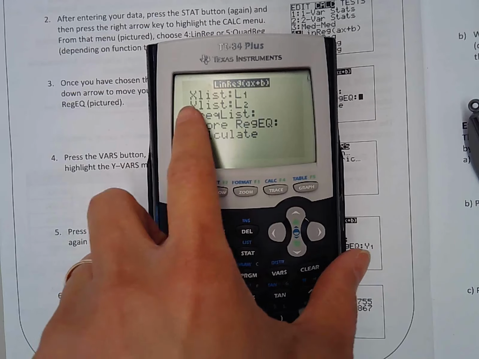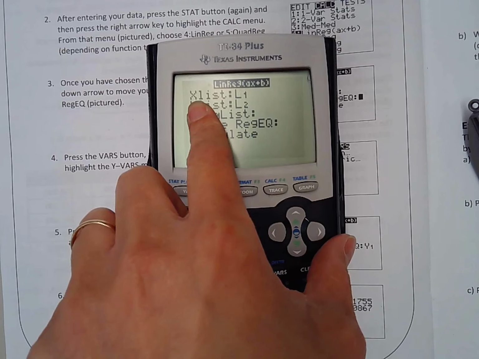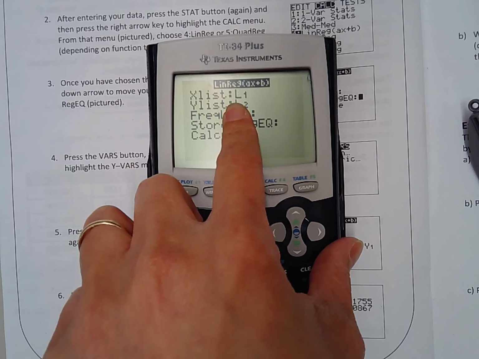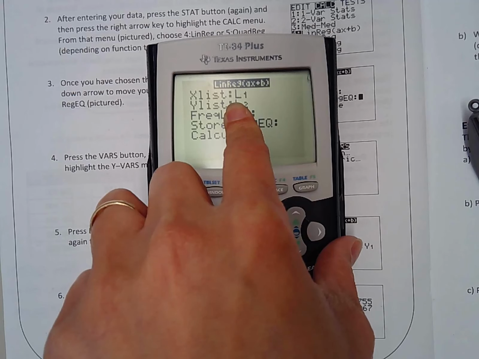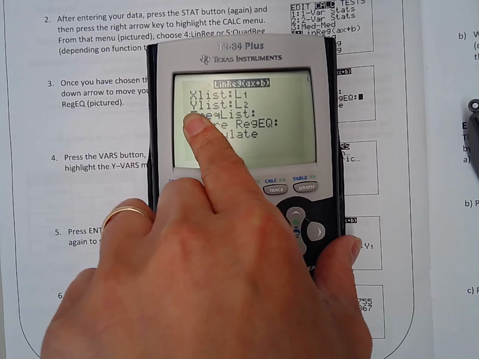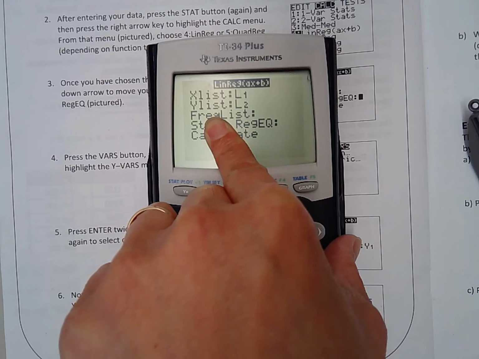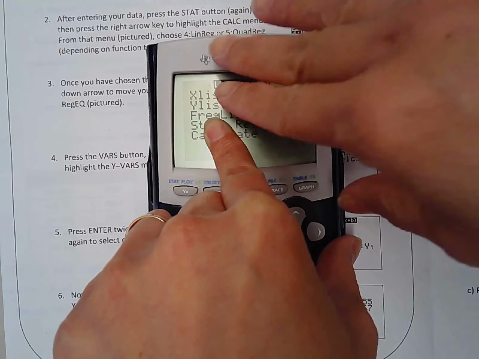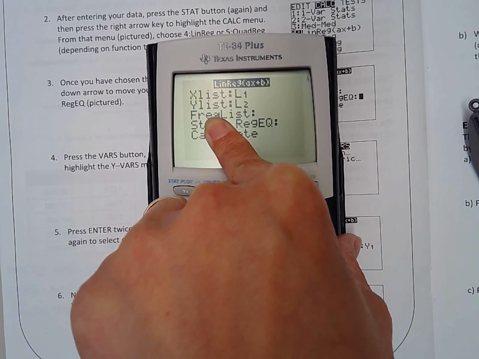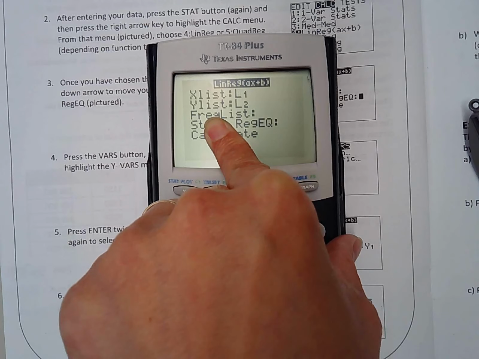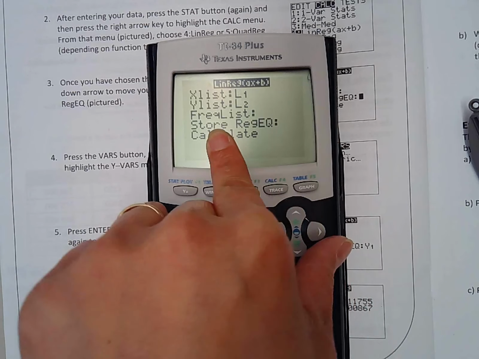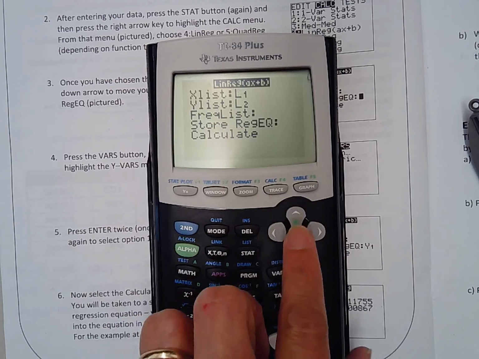It says here, where is your x value? The calculator is asking you, where did you store your x values? L1, right? You're telling the calculator the x values are in L1. And then the calculator is saying, where did you store your y values? L2. Okay. We shouldn't be really playing around with this. Just make sure that if something does change, because like I said, other people use a calculator, make sure it's L1, L2. Frequency list. This is not a frequency table, so we're not going to do that one.